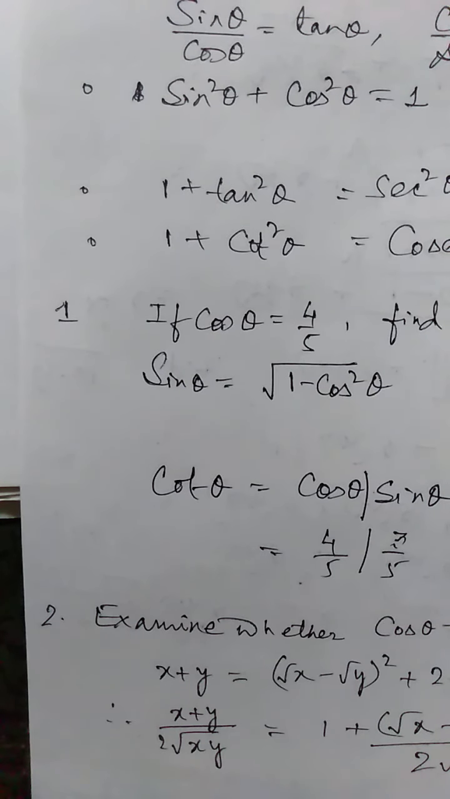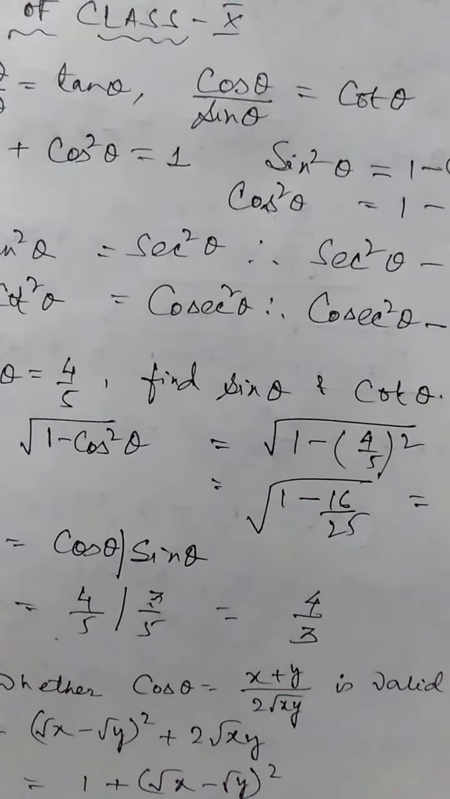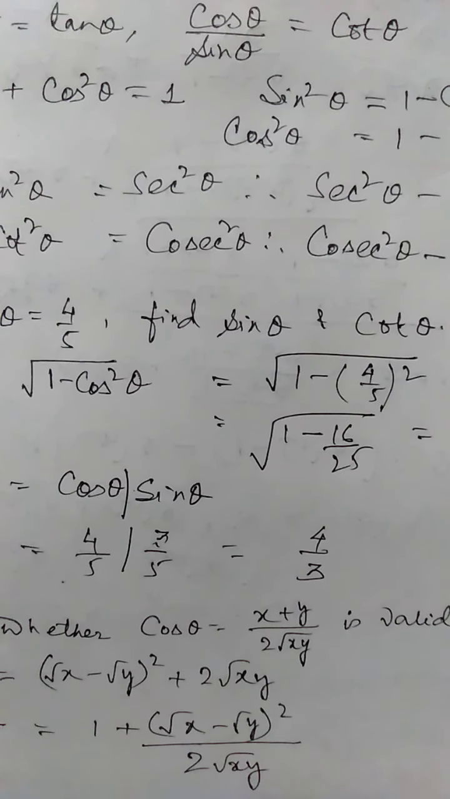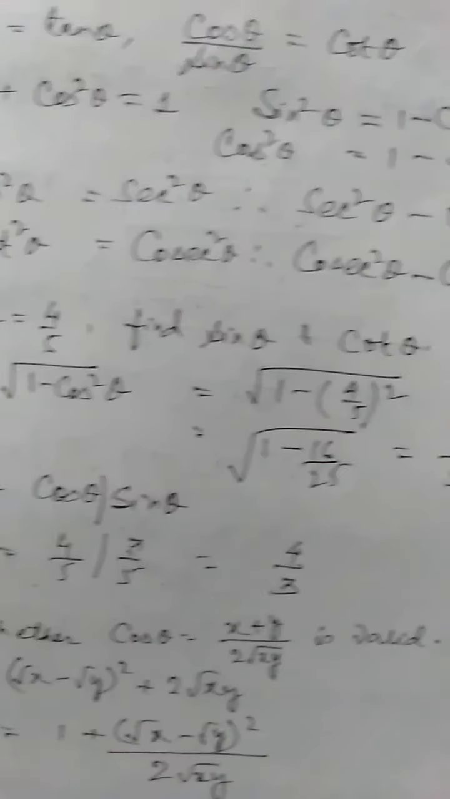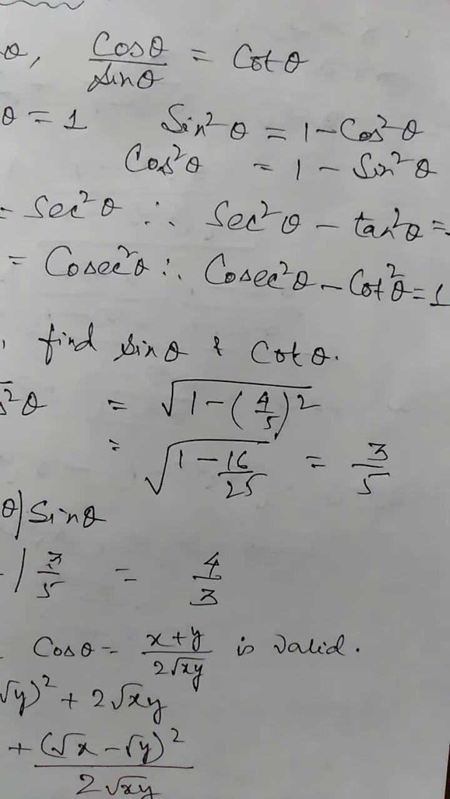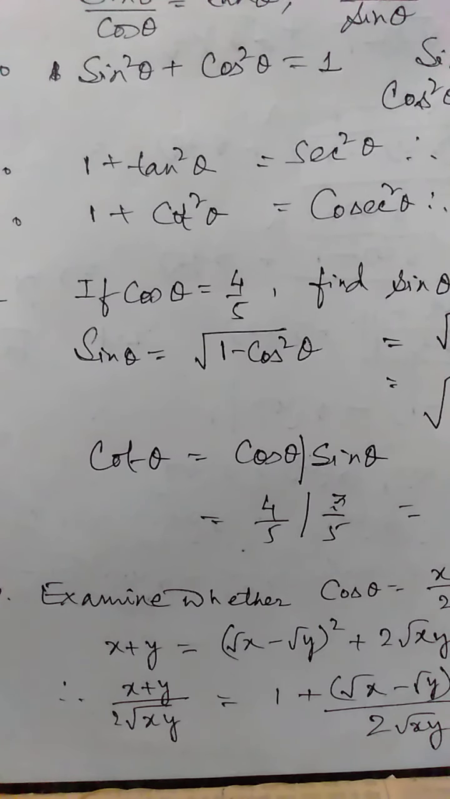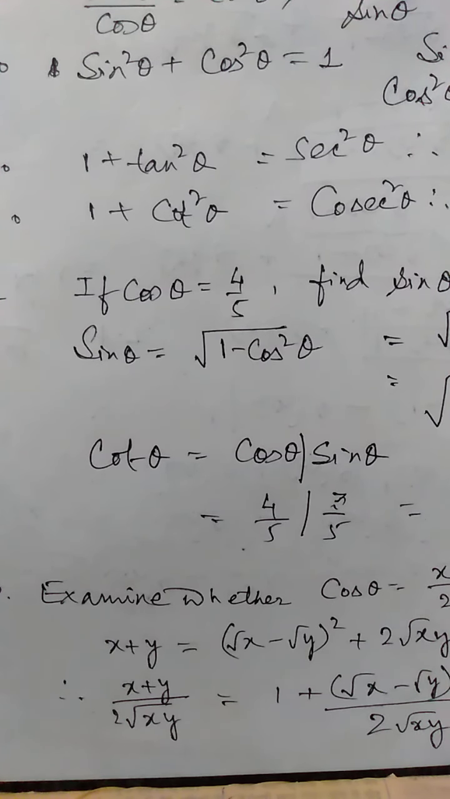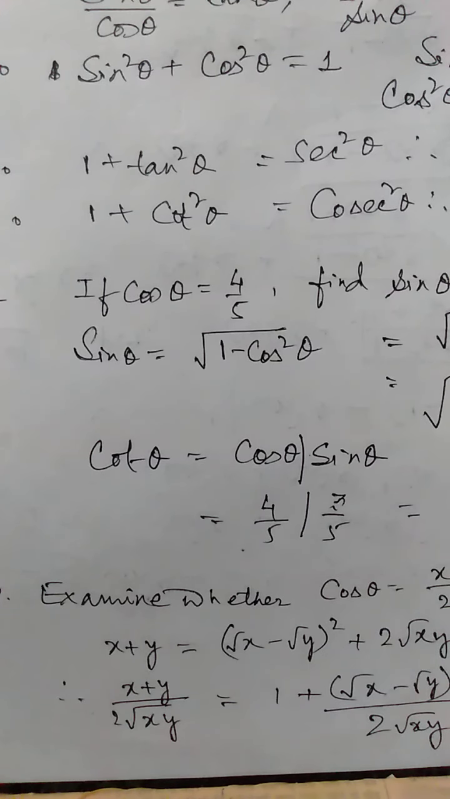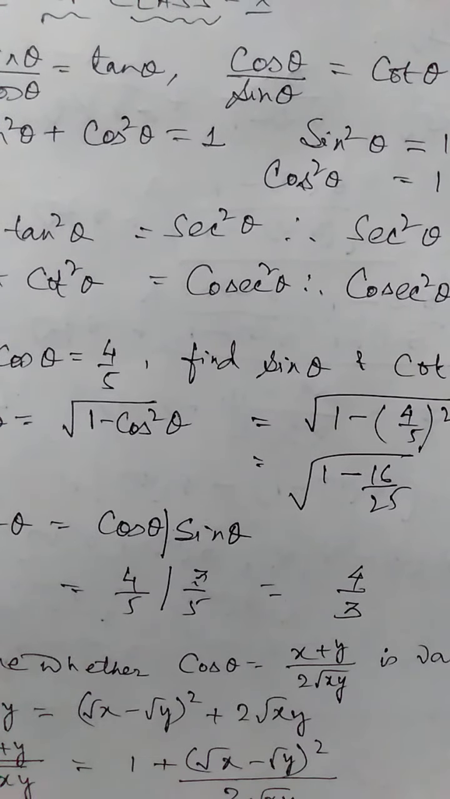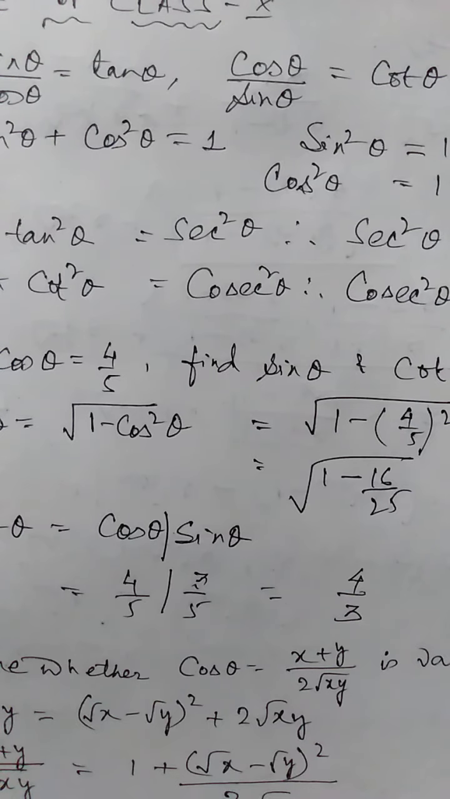Okay. And if we do the calculation, what will we get? Root over 1 minus 4 by 5 whole square. That is 1 minus 16 by 25, and this will give 3 by 5, on simplification. So the value of sin theta we got is 3 by 5. Now cot theta is what? Cos theta by sin theta. Now we already know the value of cos theta, and here is the value of sin theta. So if we divide 4 by 5 by 3 by 5, then we'll get the answer 4 by 3. Okay, so this is the value of cot theta.